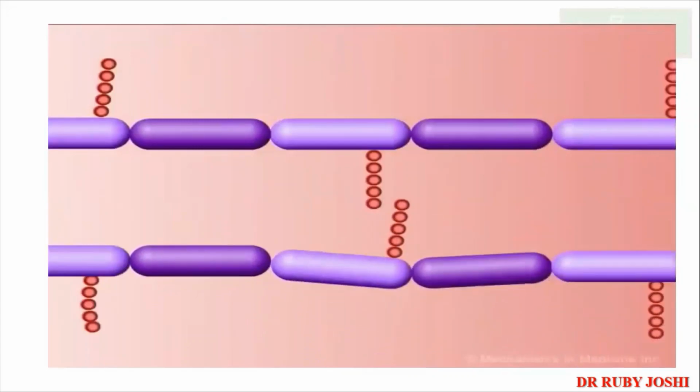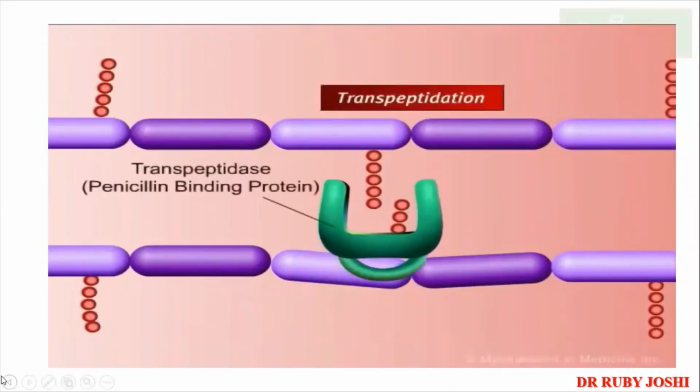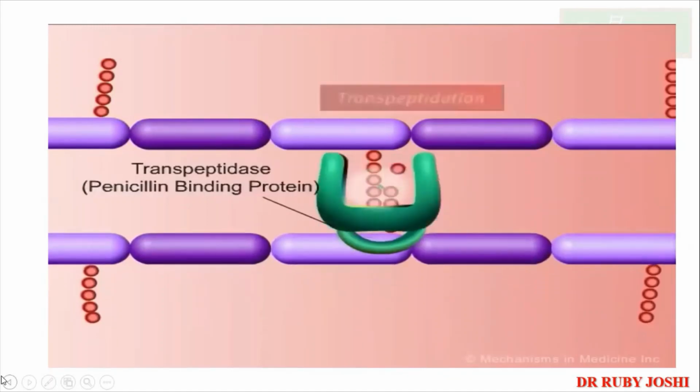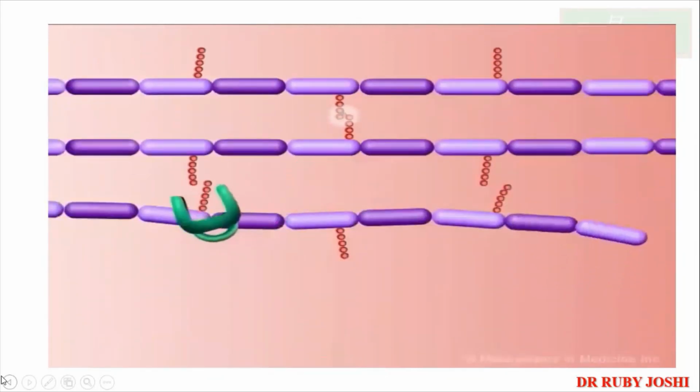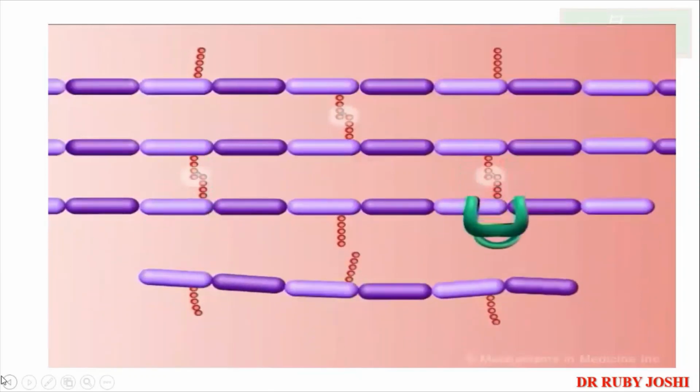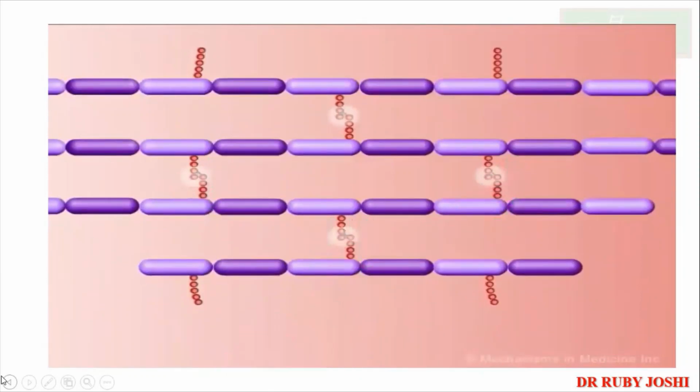Once in the periplasm, the peptidoglycan precursors bind to cell wall acceptors and undergo extensive cross-linking. 2 major enzymes are involved in cross-linking: transpeptidase and D-alanine carboxypeptidase. These enzymes are also known as penicillin-binding proteins because of their ability to bind to penicillins and cephalosporins. Eventually, several layers of peptidoglycan are formed, all of which are cross-linked to create the cell wall. Gram-positive bacteria may have more layers than gram-negative bacteria and thus have a much thicker cell wall.